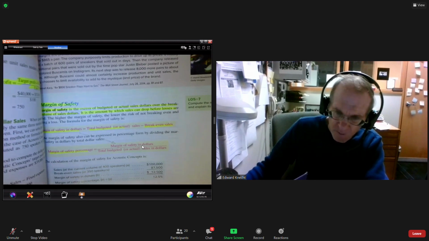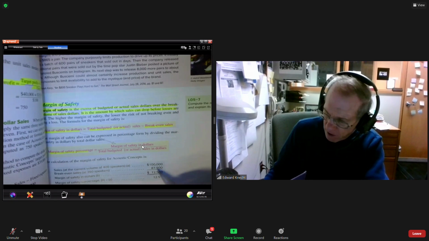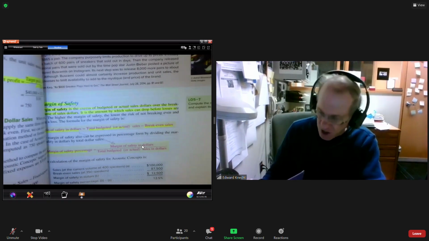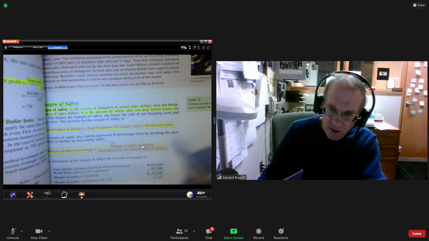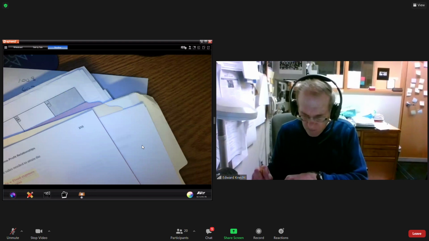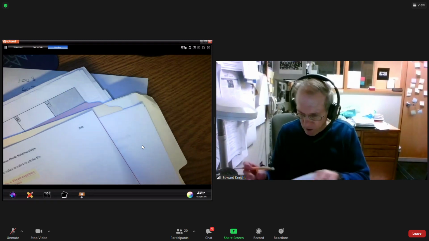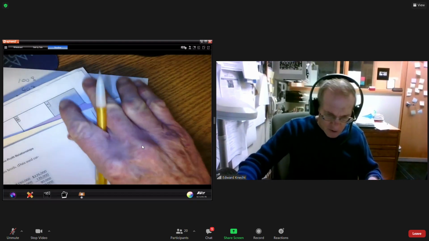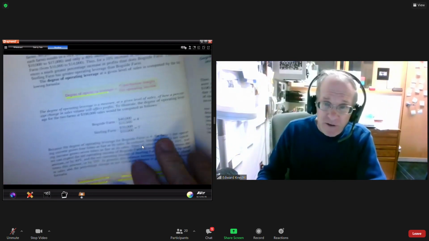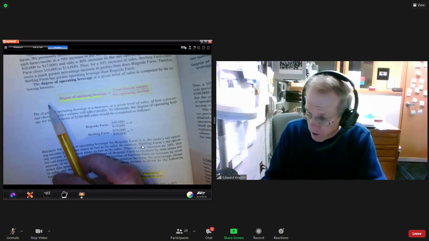Just we have subtraction and then division. Any questions on margin of safety? Star it. You're going to need to know how to do it besides the other formulas. And then, the next one, I think, is the degree of operating leverage. The degree of operating leverage. So there's another one you're going to star.